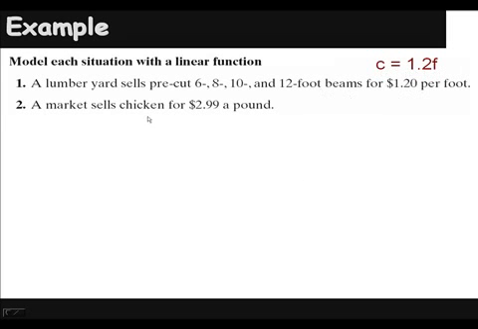Here's another one. A market sells chicken for $2.99 a pound. What would you put for that? We're probably going to need a variable like cost and a variable like how many pounds, maybe P. What would cost equal? In this case, cost would equal 2.99P, or $2.99 per pound. That's the total cost.